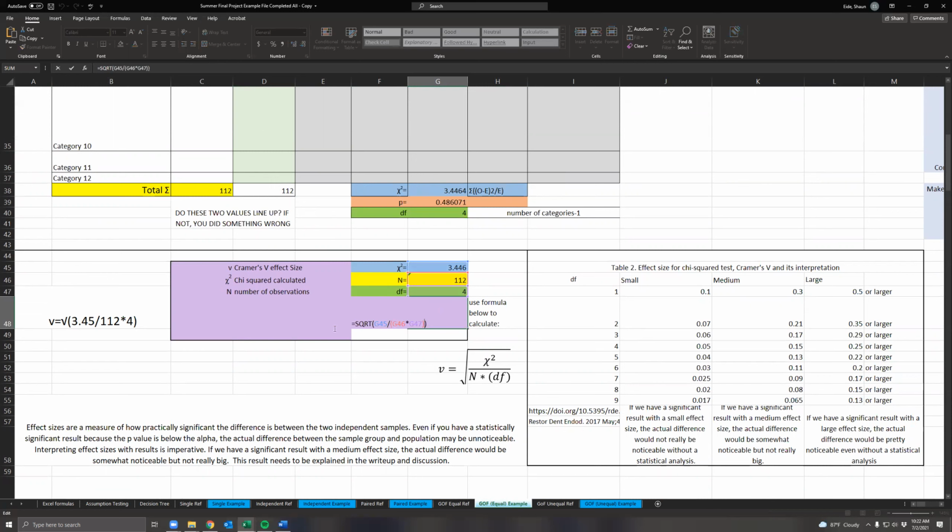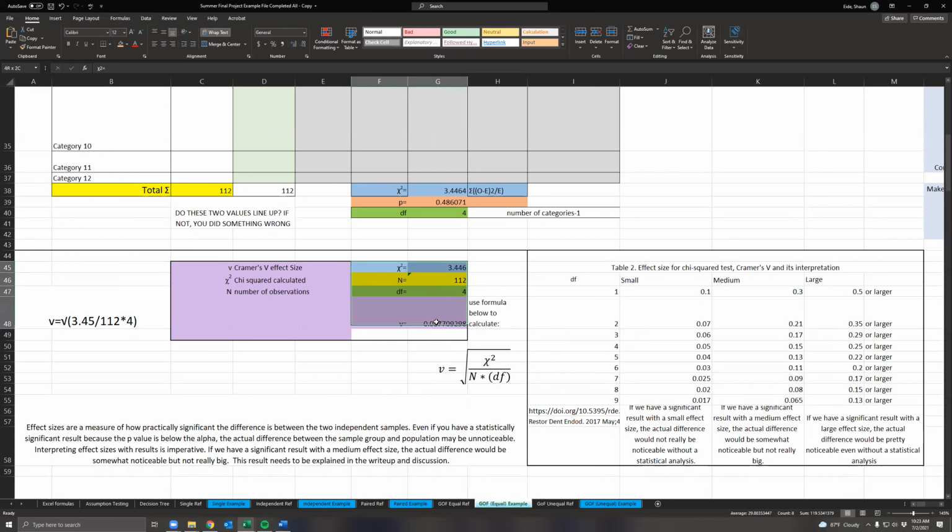And the way that we calculate this, I'll calculate this from the beginning. This is the formula right there. So we're going to do equals square root, and then we're going to do the chi-squared value divided by the number of observations multiplied by the degrees of freedom. And notice I put parentheses around the denominator, and then I put parentheses around the total of what's getting square rooted. Then press enter. And then that gives you a Cramer's V of 0.0877.